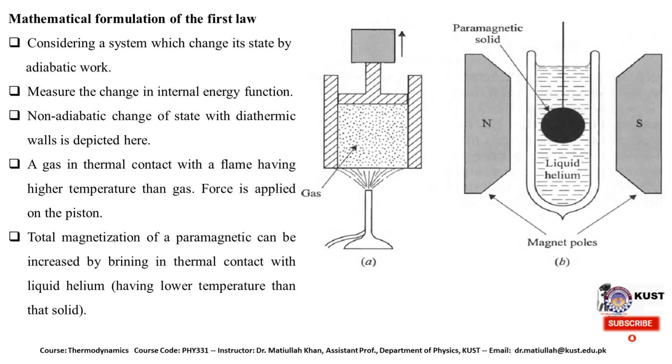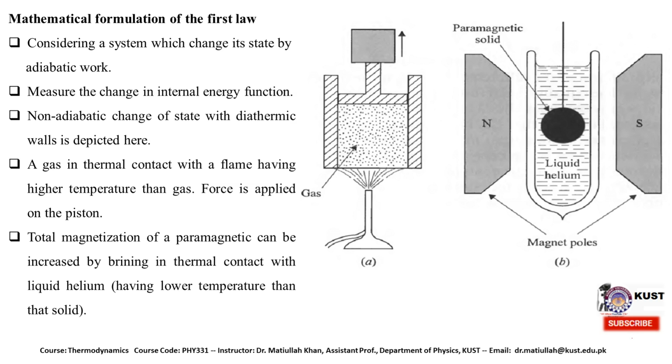So the other example is the paramagnetic sample that has been placed inside liquid helium, and the temperature of liquid helium is low. So the total magnetization of the paramagnetic can be increased by bringing it in thermal contact with the liquid helium, because its temperature is lower than the temperature of the paramagnetic solid. So the orientation of the magnetic moments will occur, and the magnetization of the sample will increase.